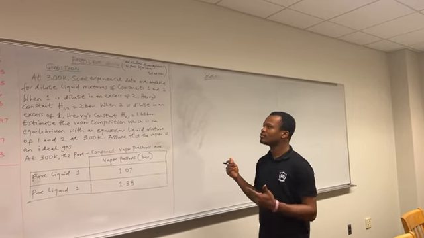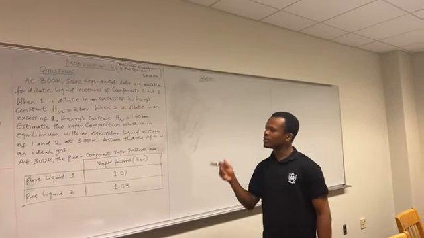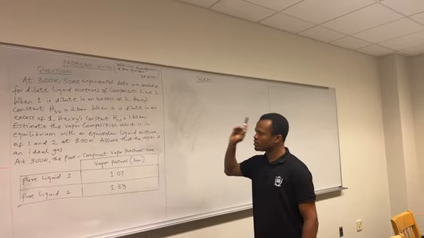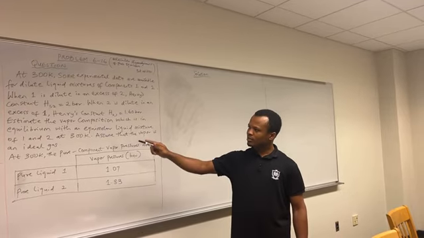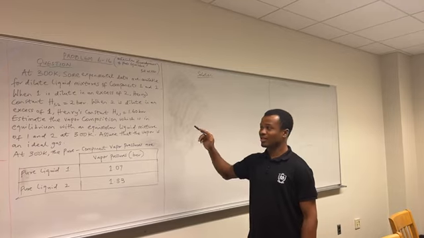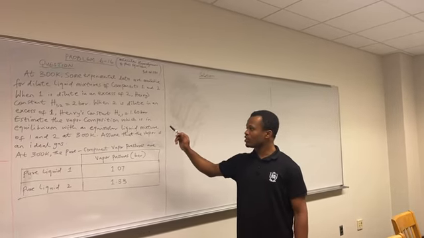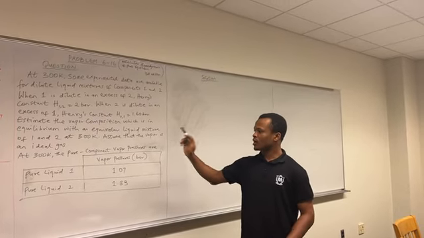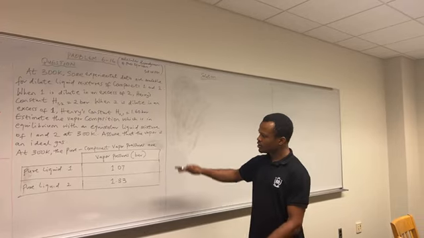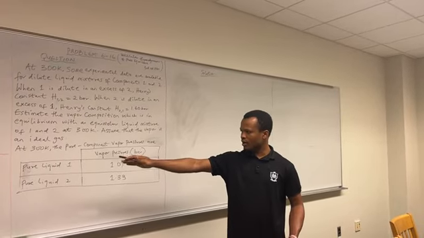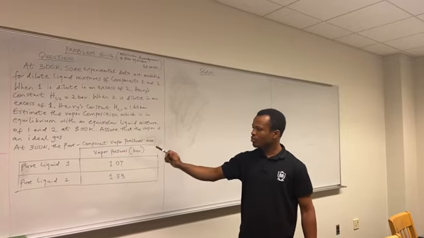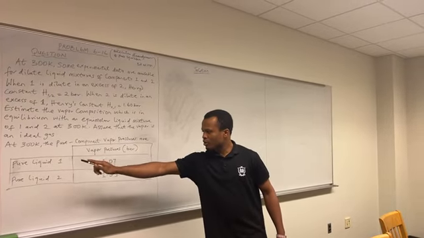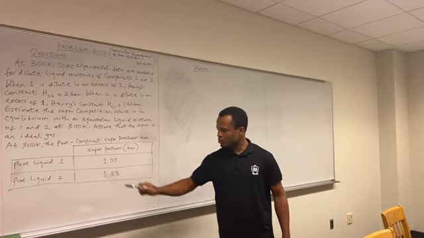Then when the second component is dilute in an excess of 1, the Henry's constant, that's H_2,1, is equal to 1.60 bar. So now the question is, estimate the vapor composition which is in equilibrium with an equimolar liquid mixture of components 1 and 2 at 300 Kelvin. And again, they say we should assume that the vapor is an ideal gas. They also gave us supporting data: at 300 Kelvin, the pure component vapor pressures, which are the saturated vapor pressures. Pure liquid 1 is 1.07, pure liquid 2 is 1.33.